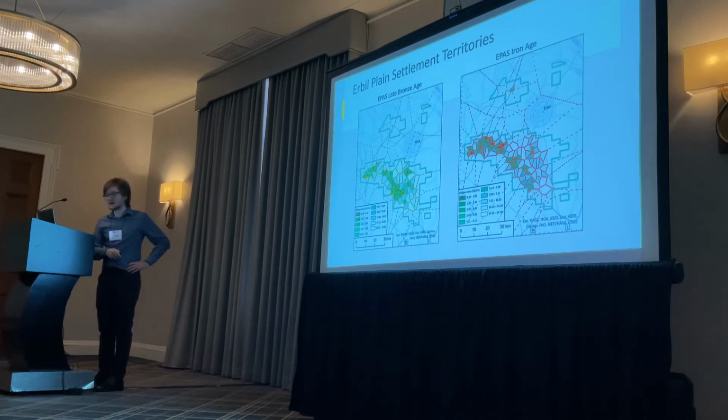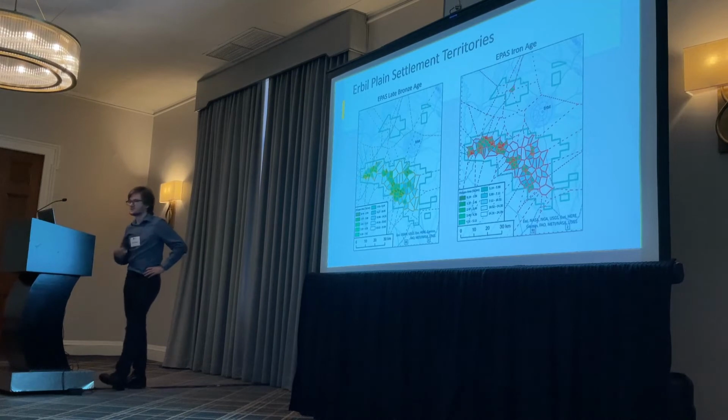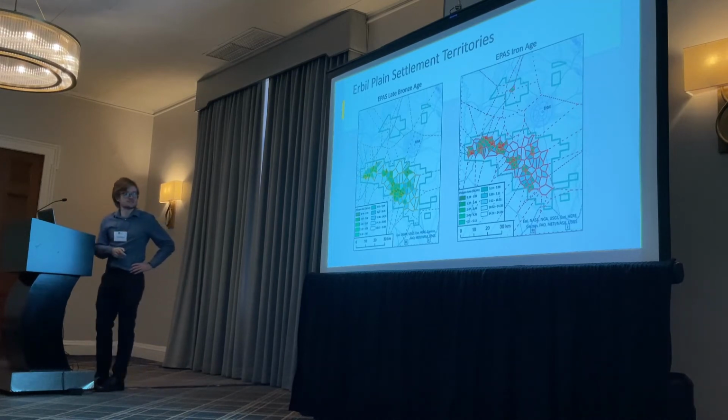Polygons that overlap the edges of the survey area have been left out of the analysis because they're more susceptible to edge effects, basically. A site being right here would substantially impact how these are shaped.